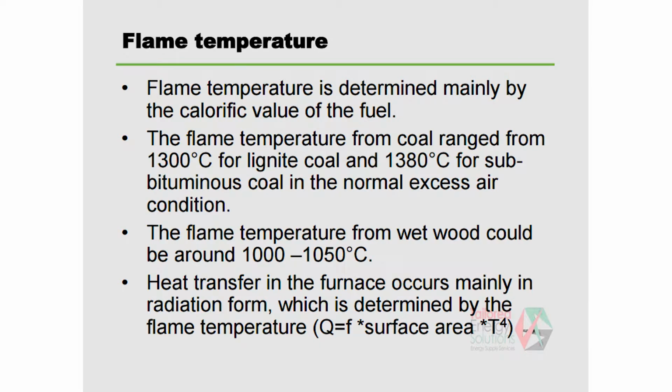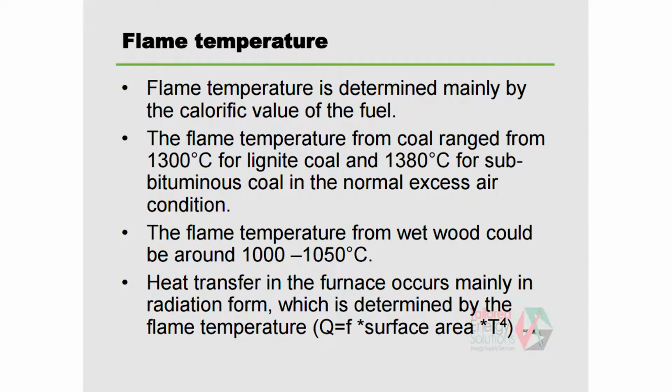Another thing I want to talk about is the flame temperature. Flame temperature is pretty much determined by the heating value of the fuel. If we are burning coal, that's the flame temperature we have in the boiler with normal excess air, around 1400 to 1700 degrees. If we burn wood waste, wood fuel, the flame temperature is around 1100 degrees. It's a couple hundred lower.